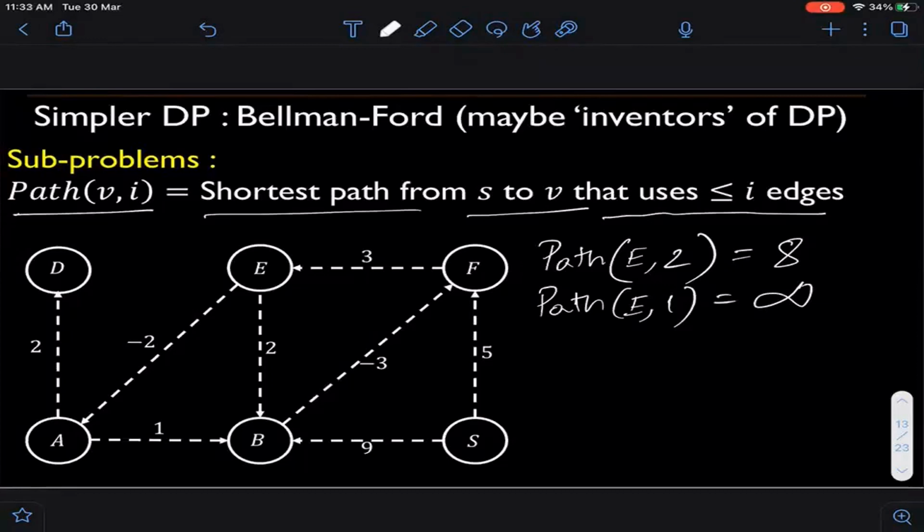So remember, this is the difference. This is what this new parameter is doing now for me. Because if I give you a budget that you have to reach E from S just by using one edge, there is no way you can do this in this graph. So the optimal answer to that is effectively infinity. Okay. Let's see. What is path(E, 3)? Yeah, it's the minimum distance, but it does not matter. What is path(E, 3)? That's also 8. Why is that also 8?